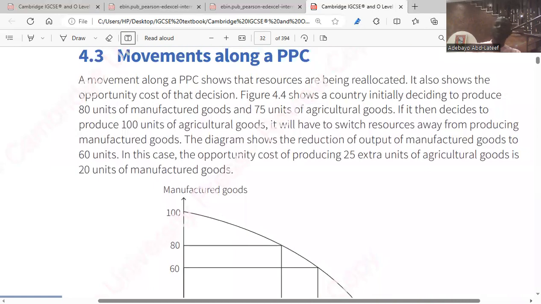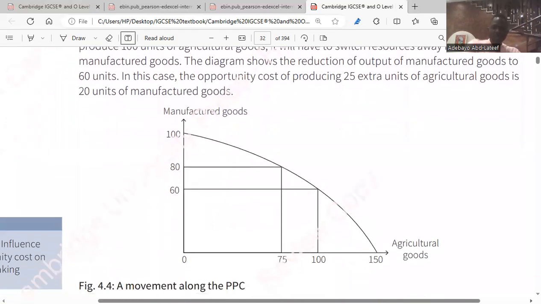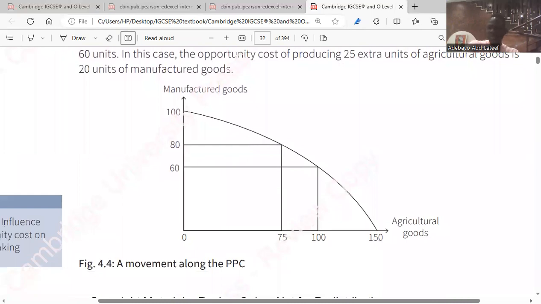So now we go to movement along a PPC. A movement along the PPC shows the resources are being reallocated. It also shows the opportunity cost of that decision. So whenever there's a movement along the PPC curve, it means there's an opportunity cost. How? We have good A, we have good B. If there's movement towards good B, it means the opportunity cost is good A. If there's movement towards good A, it means the opportunity cost is good B. Is it clear? So here they use the manufactured goods and agricultural goods.